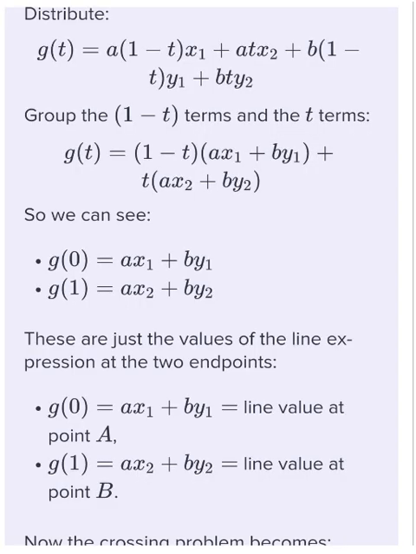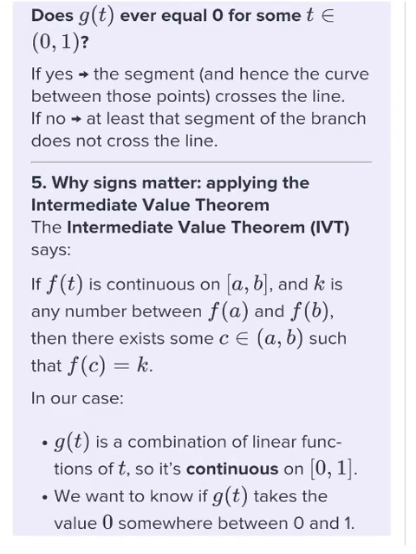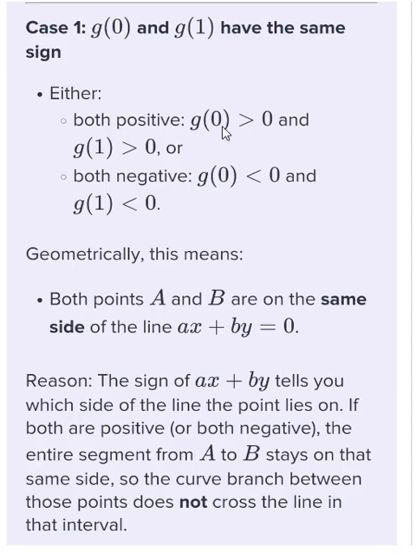If both have positive values, they have the same sign. If they have the same sign, points A and B are on the same side of the line. If both are negative, they are also the same. If they have opposite signs, they will cross the line. This is how we can understand it.